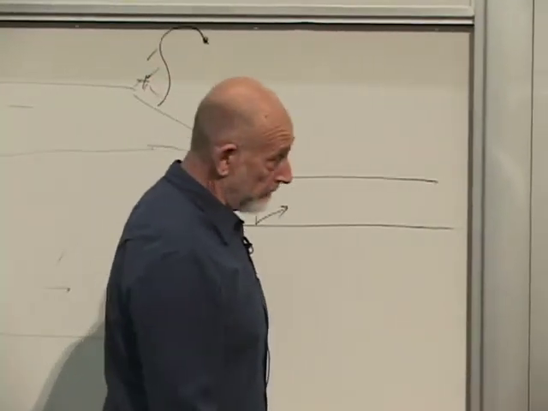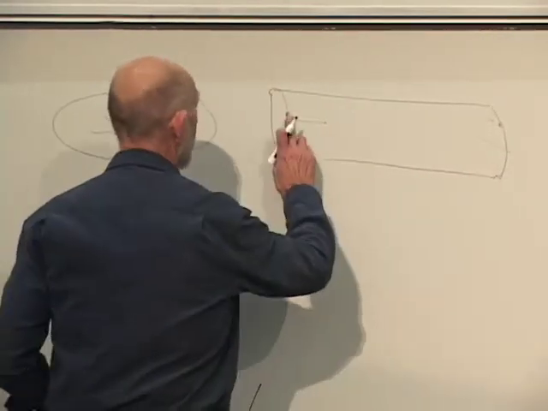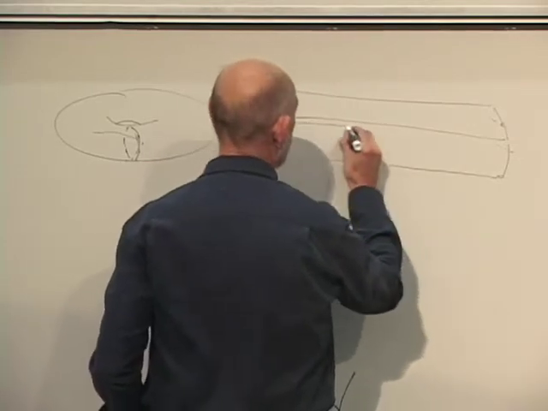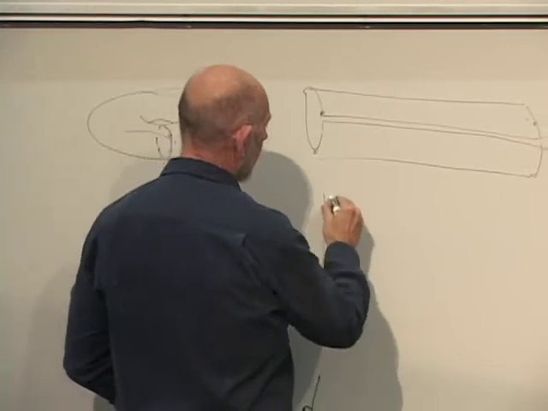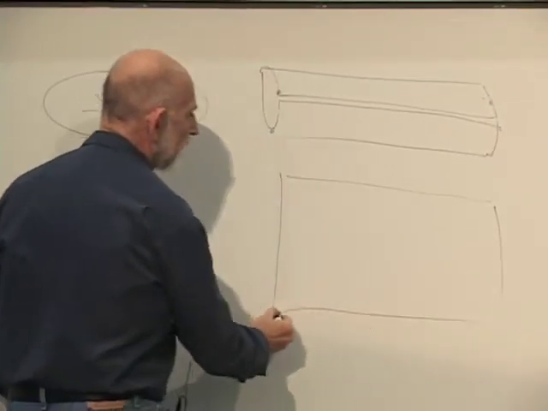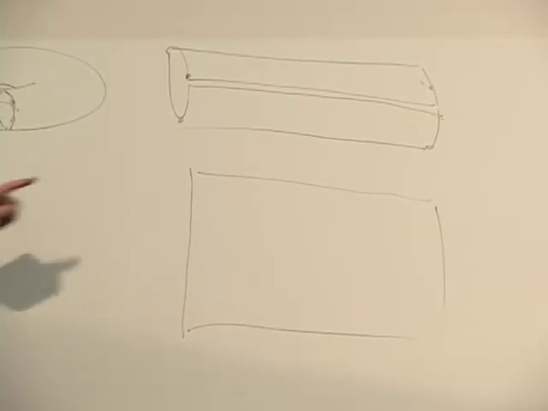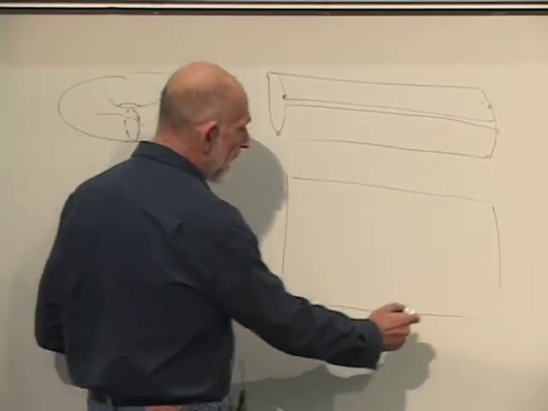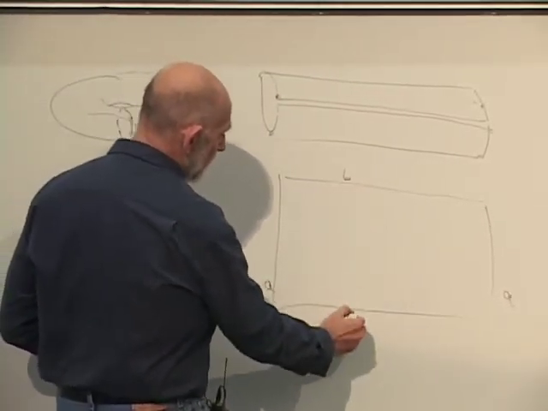But we can go another step. We can now take our scissor and cut it along here. And now open it up, and it becomes a rectangle. So a torus is topologically the same as a rectangle, but we have to remember that the rectangle has identifications. If this point is called A, then this is also A. If this point is called B, then this is also called B.